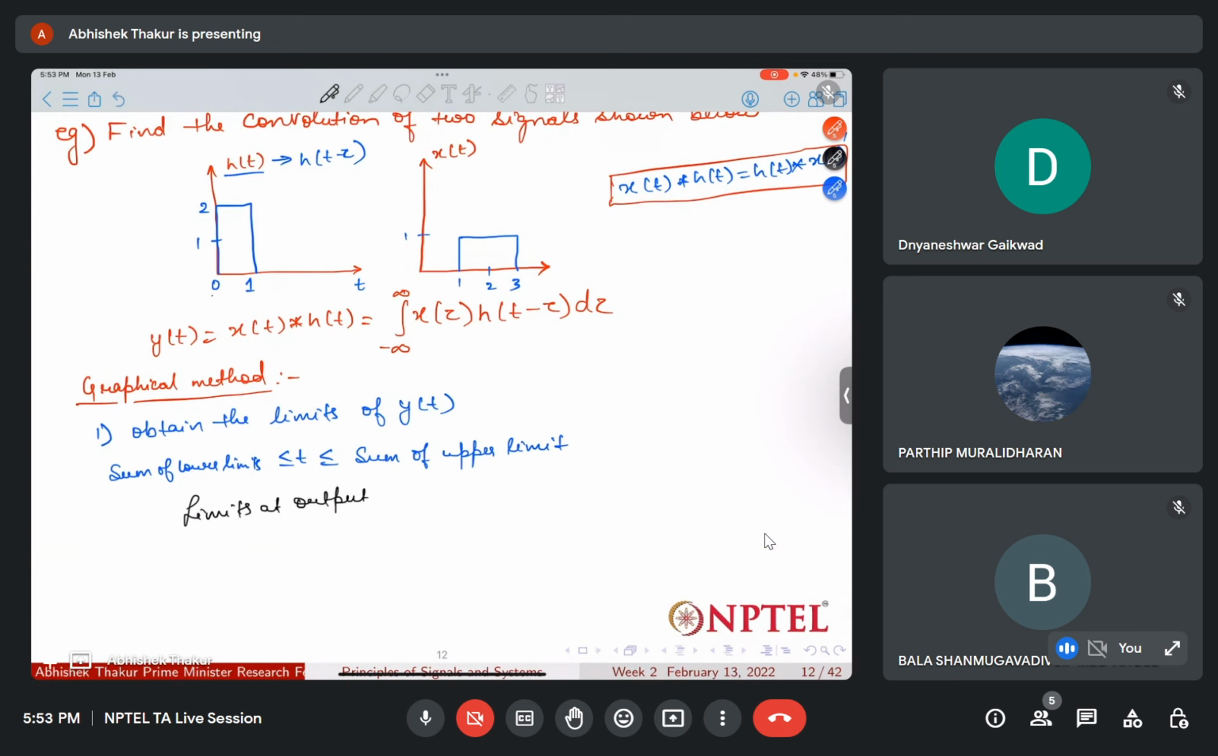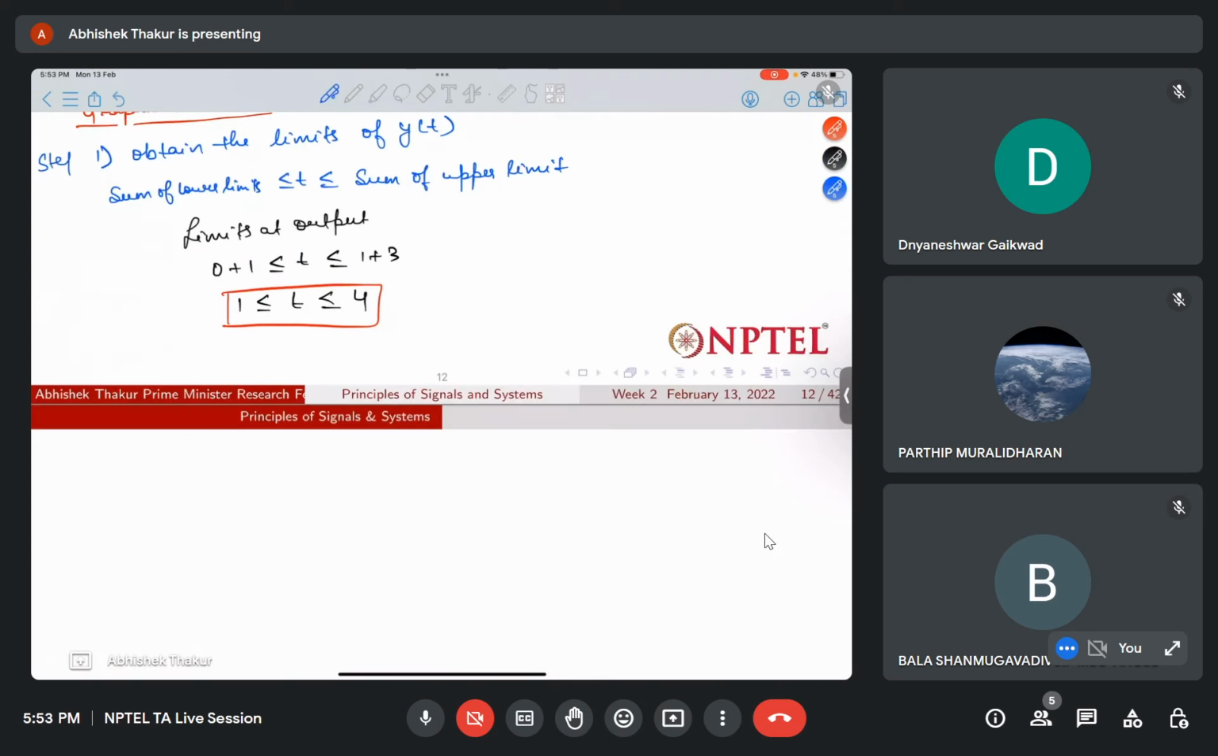The lower limit here is 0, here it is 1. So that will be 0 plus 1 is less than or equal to t is less than or equal to the sum of upper limits, that is 1 plus 3. So t is greater than or equal to 1 and less than or equal to 4. This is the limit of output. This is the first step we have to find. Now in the second step, this was step 1.